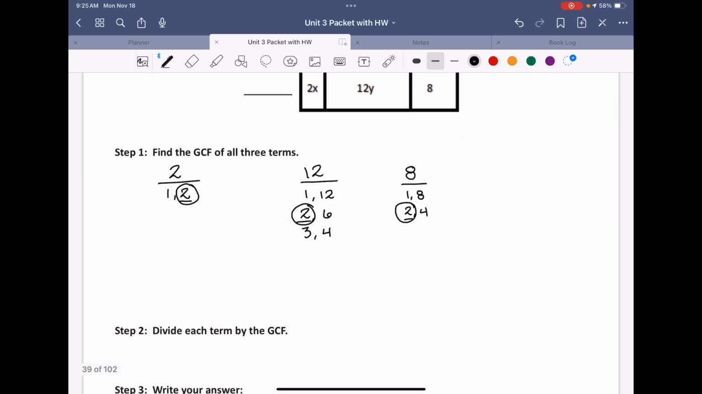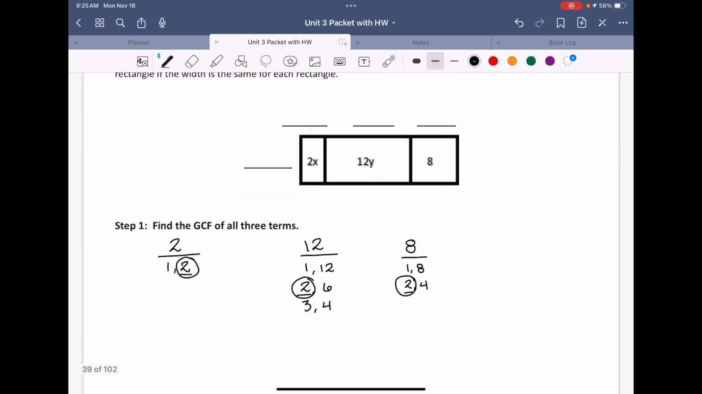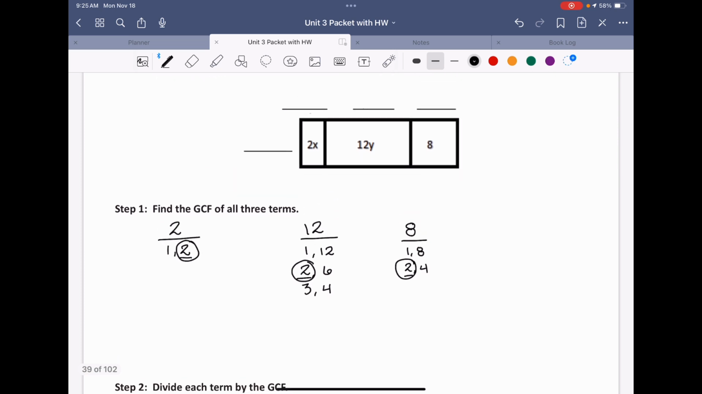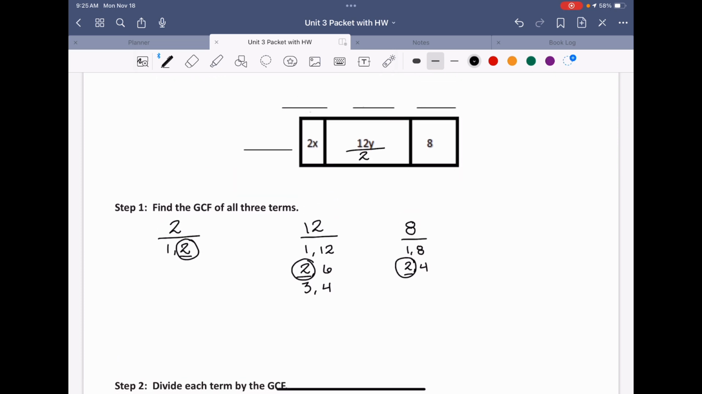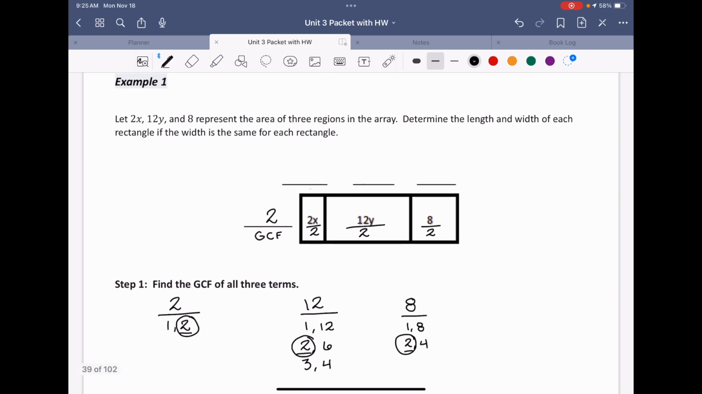So I'm going to divide each term by the GCF, and I'm just going to show it up top. So 2x divided by 2, 12y divided by 2, 8 divided by 2. Remember, your GCF goes out in front, and your new answer goes up top. So 2x divided by 2 is 1x, or just x. 12y divided by 2 is going to be 6y, and 8 divided by 2 is 4.